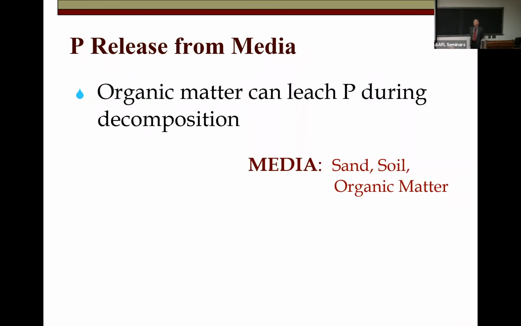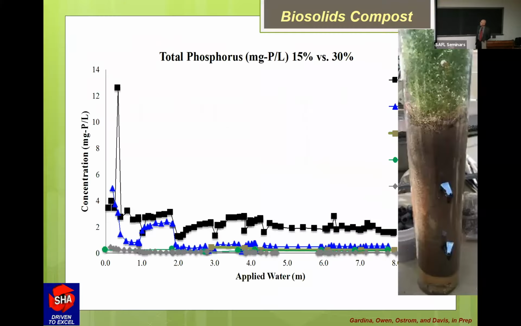Along the way, we need to be careful with phosphorus release from media. Organic matter can leach phosphorus during decomposition. So I want to talk a minute about leaching and start there with a friend of mine, compost. There's been a lot of interest in compost use in all types of stormwater control measures over the years.